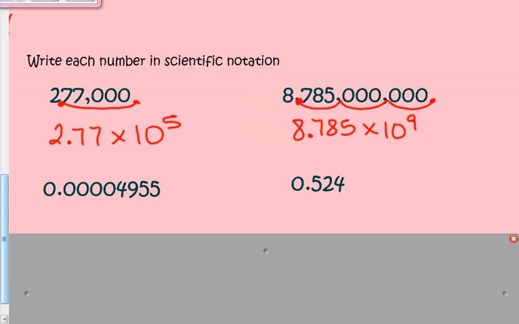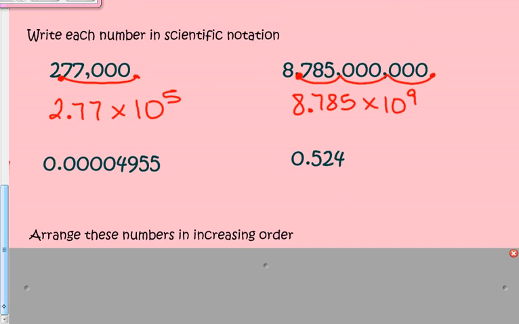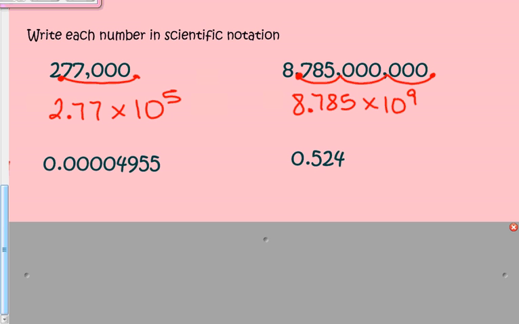And let's go the other way. Let's put some small numbers into scientific notation. This time I'm going to have to go the other way. I've got to go to the right, and I'll go 1, 2, 3, 4, 5 times. And I'm going to stop right there because when I write that, 4.955 is between 1 and 10. If I went to the end between my 5s, I'd have 495, and that's too big.